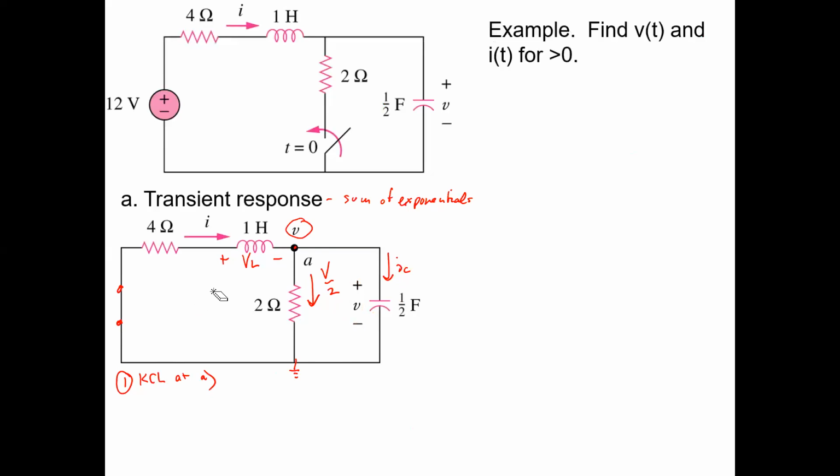My notes say KCL. Doing KCL at A says, what do you got? Well, you got I going into that node voltage. This is the node A here, voltage of V. You got minus V over 2 leaving it. And you got minus IC leaving it. That has to equal 0.